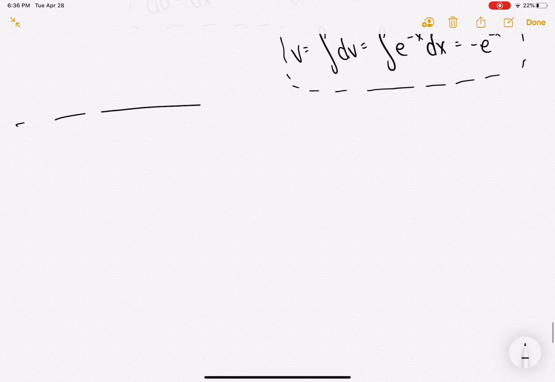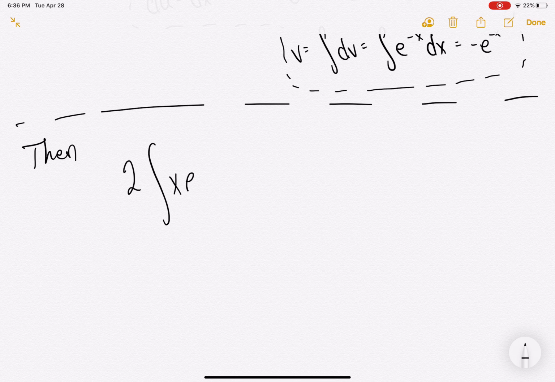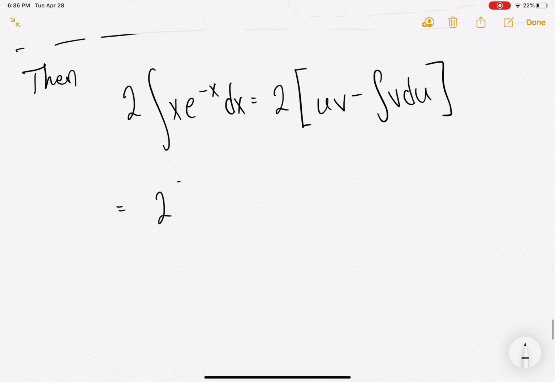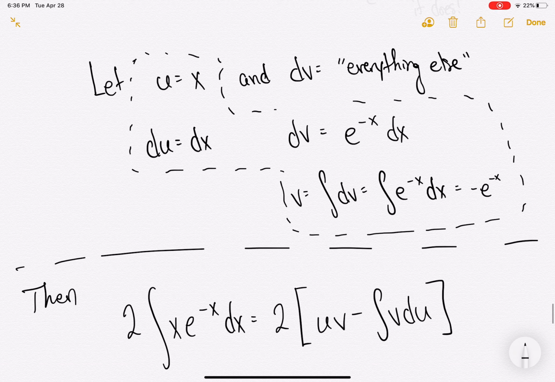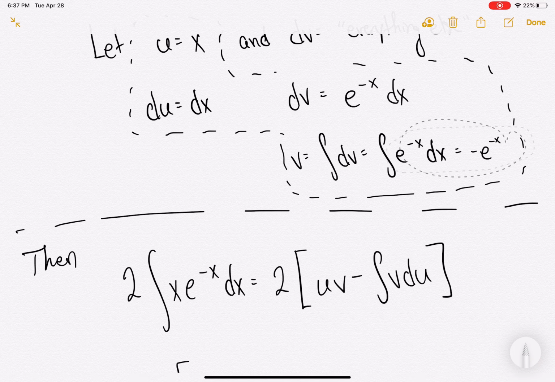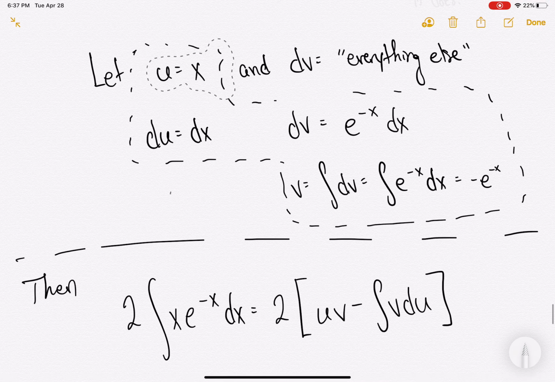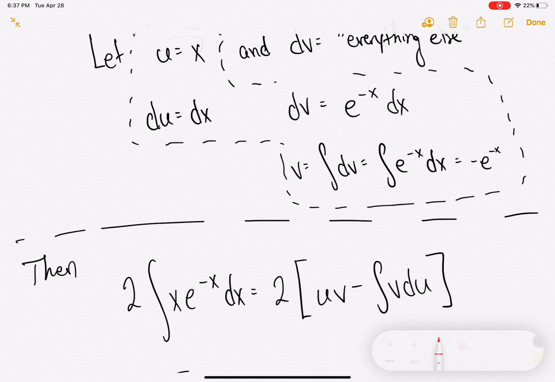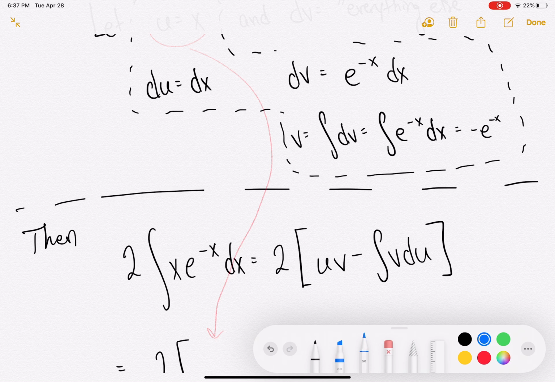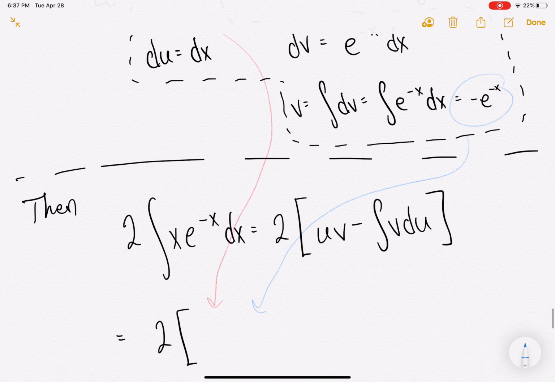So then this integral, x e to the minus x dx equals 2, and then we get uv minus integral v du, which is going to be uv, so u is x and v is negative e to the negative x, right? I'm going to circle those here. V is negative e to the negative x, u is x.